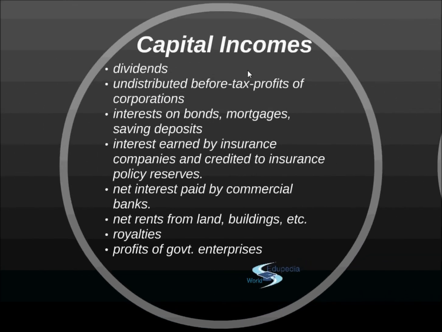Next is capital incomes. Capital income will consist of dividends, undistributed before-tax profits of corporations, then interest on bonds, mortgages, saving deposits, then interest earned by insurance companies and credited to insurance policy reserves, then net interest paid by commercial banks, then net rents from land, buildings, etc., royalties, and profits of government enterprises. So these are the classifications under capital incomes.